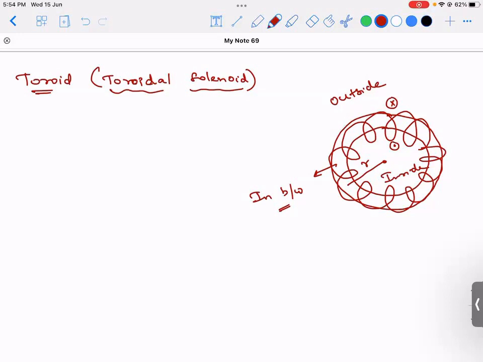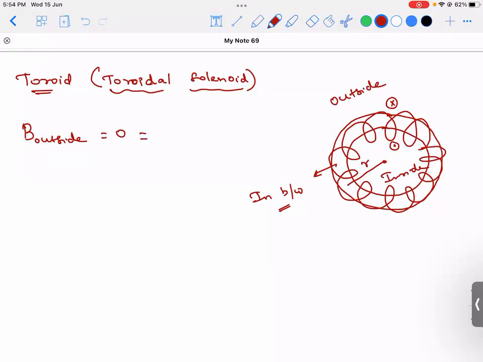Am I clear? So when you try to calculate the magnetic field outside in this scenario, what will the answer be? Look at it like a solenoid only. With respect to a solenoid, what was the magnetic field outside it? 0. In this scenario, what do you think will be the magnetic field inside?